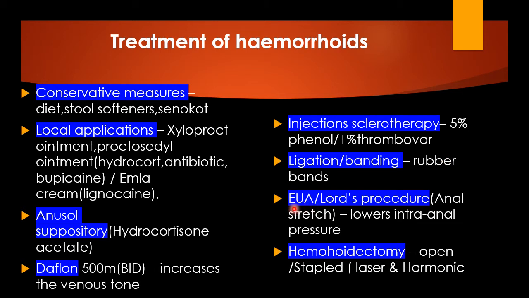And a bit more serious procedure is known as the EUA, examination under anesthesia, and Lord's procedure, which is forceful stretching of the anal canal, which reduces the intra-anal pressure, thereby improving the transit of stools and thereby the symptoms of hemorrhoids. This is usually done as a pre-operative procedure just before hemorrhoidectomy. And the last procedure is of course hemorrhoidectomy, which can be either open or stapled. Open is known as excisional hemorrhoidectomy, and stapled is known as stapler hemorrhoidectomy.